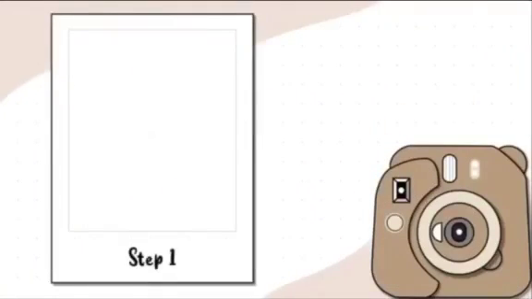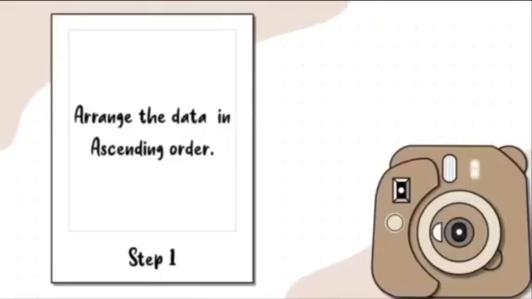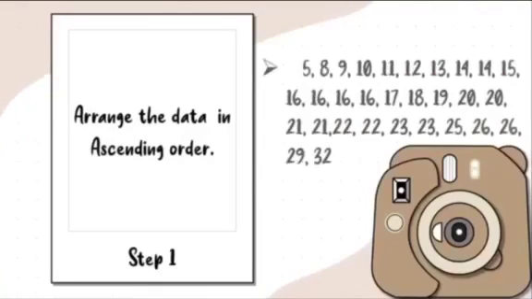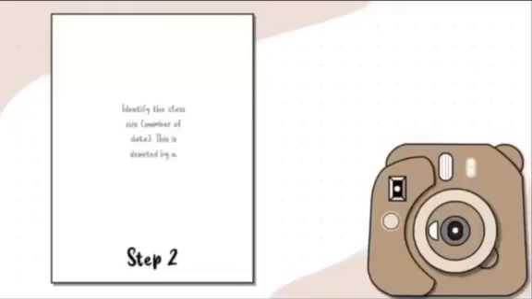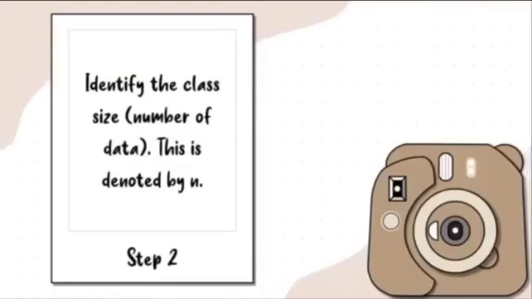Step 1. Arrange the data in ascending order. The data now is presented in ascending order. So, step 2. Identify the class size. Number of data, this is denoted by n. As we have 30 days, our class size is also 30. So, n is equivalent to 30.